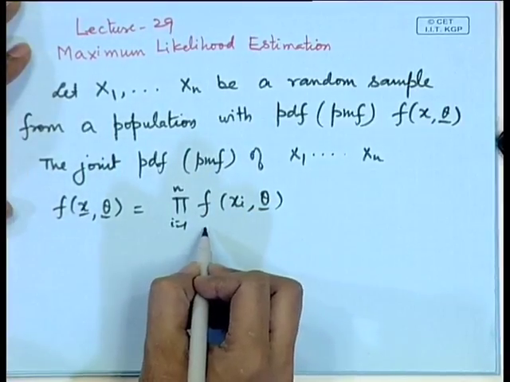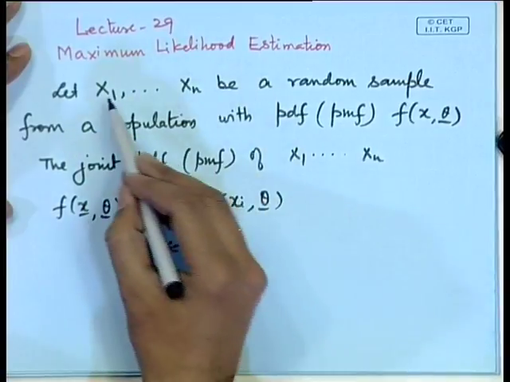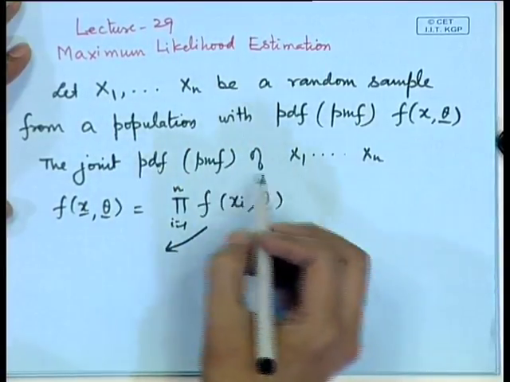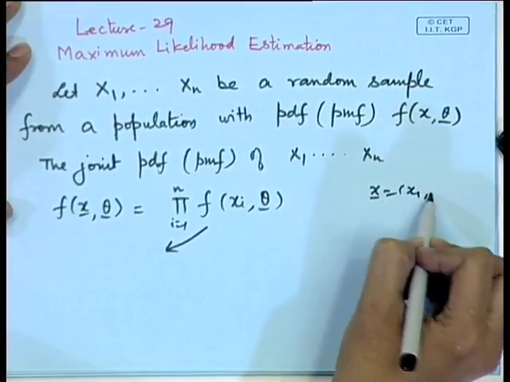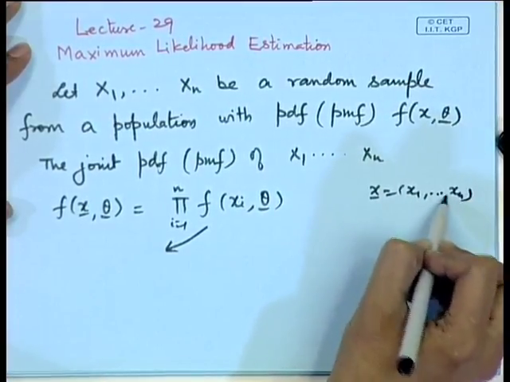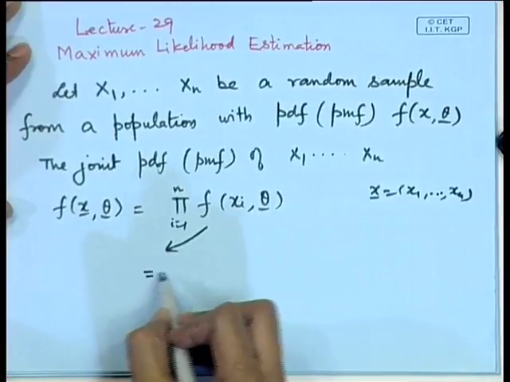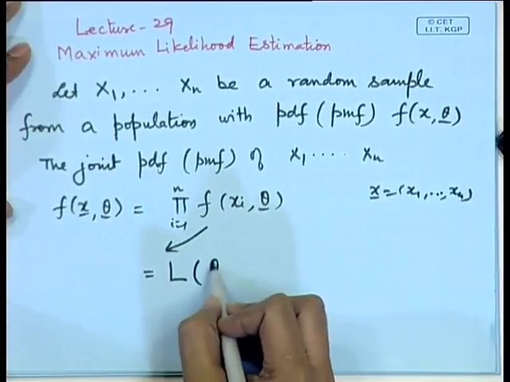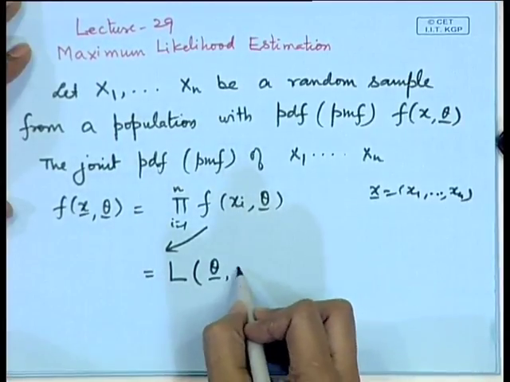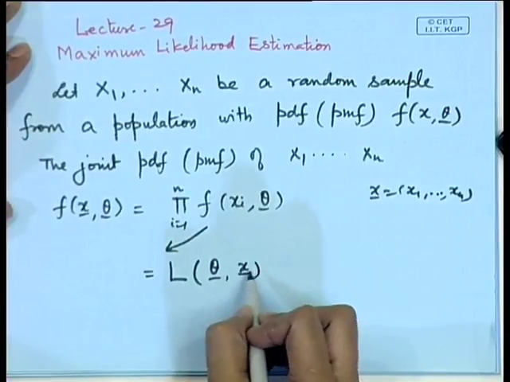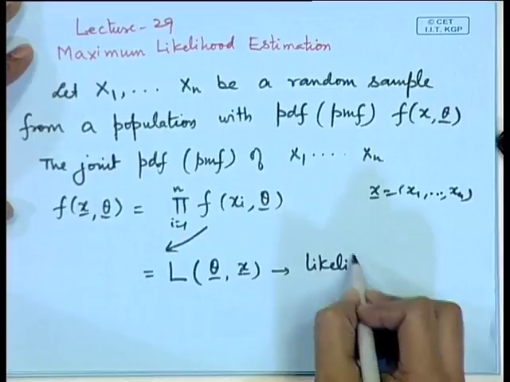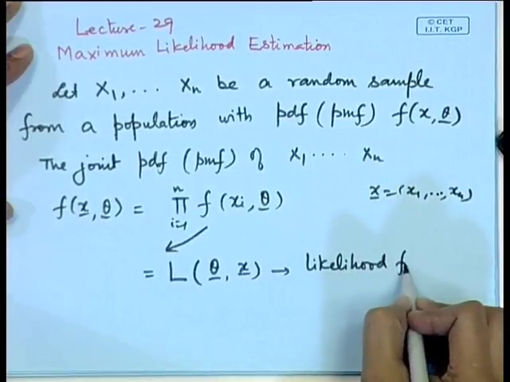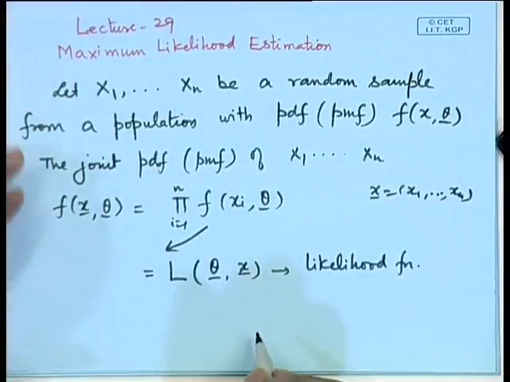Now, when X1, X2, ..., Xn is observed to be some value, small x1, small x2, ..., small xn, then we call this the likelihood function of theta, and we may put x here just to denote its dependence on x also. This is called the likelihood function.